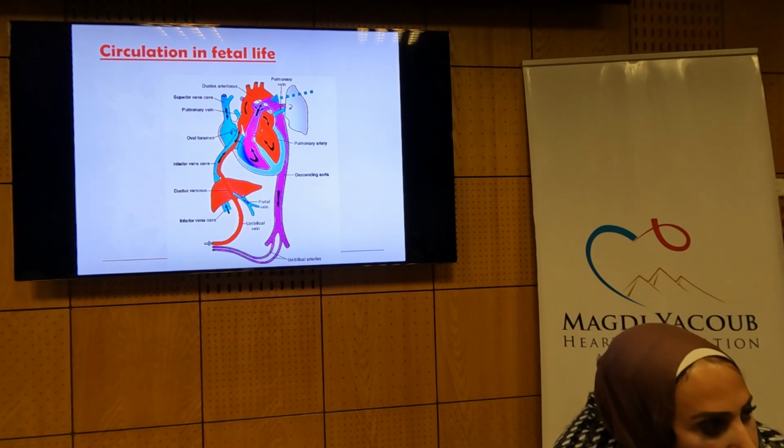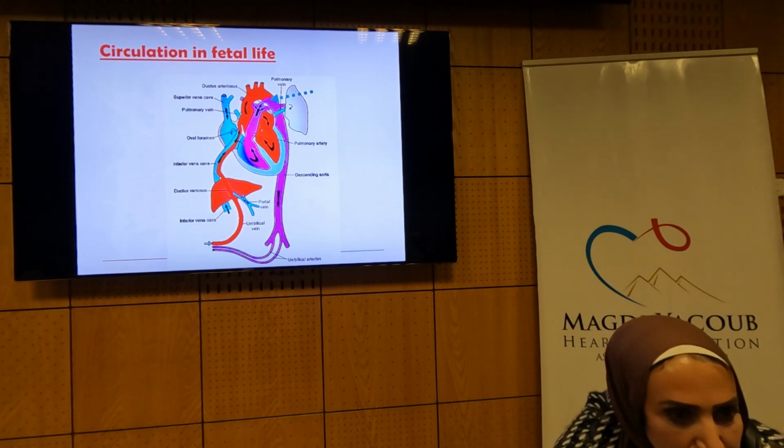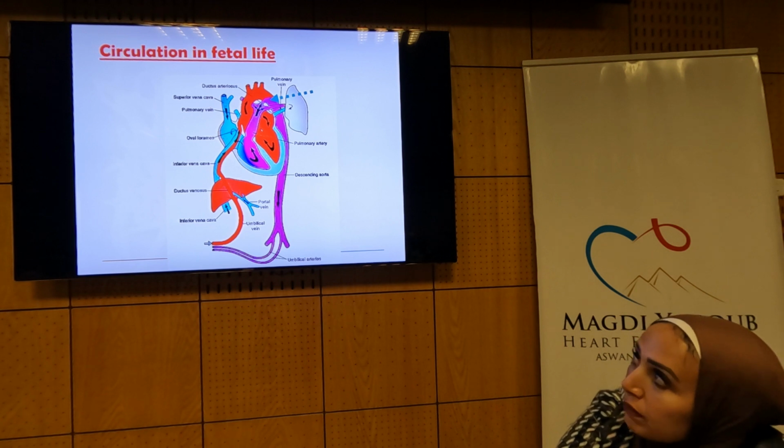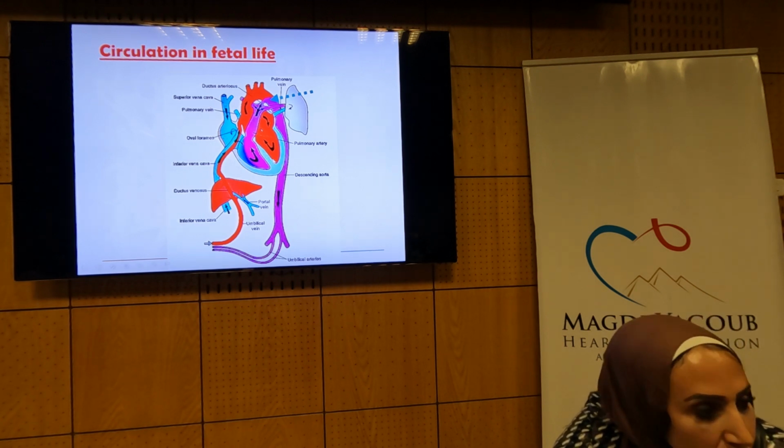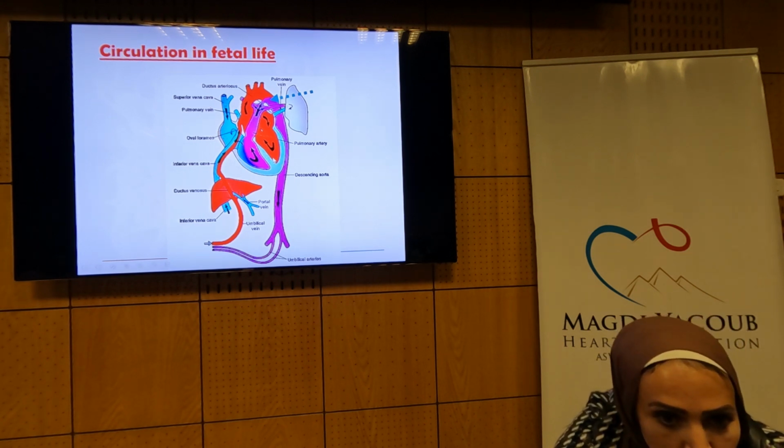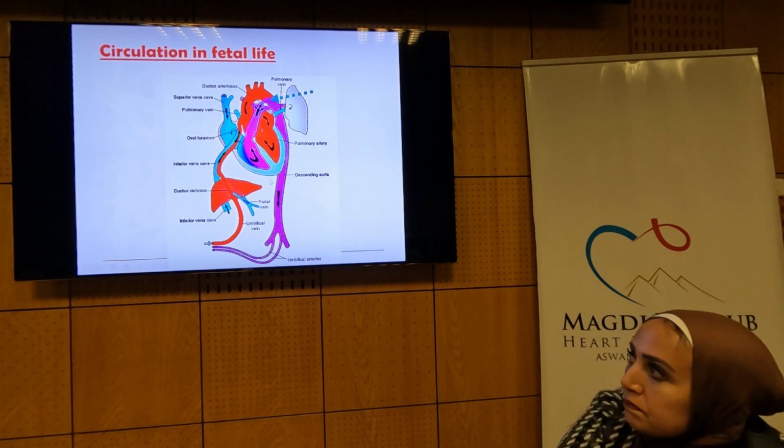So the flow theory here is that the flow during fetal life depends mainly on the duct to supply the descending aorta and supply the lower body. Okay.